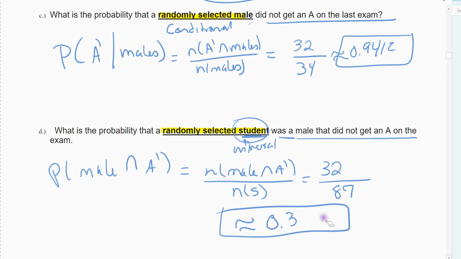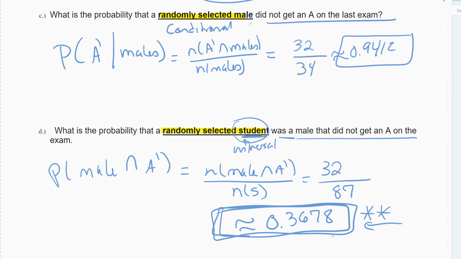I actually think that number might be wrong. Let me check it again. Just give me a second. I think I might have typed in the next answer. 32 divided by 87. And I did. This is 0.3678. So make sure you change this. 32 divided by 87 is 0.3678. So make sure you change it.